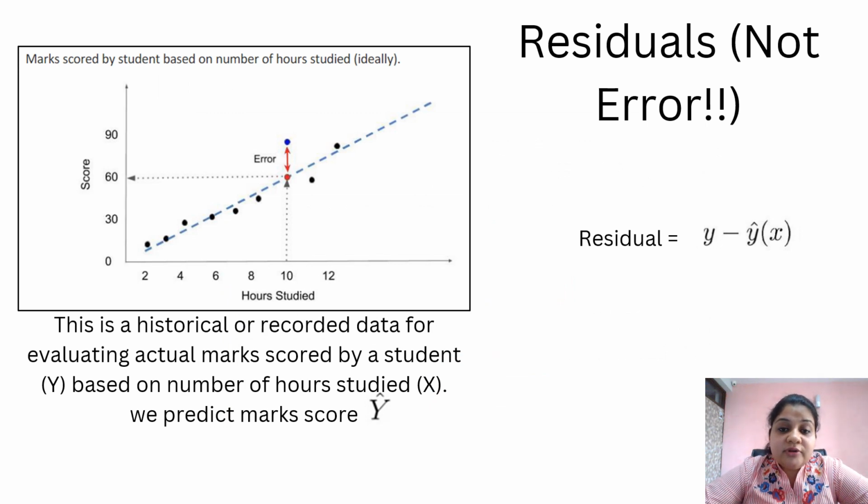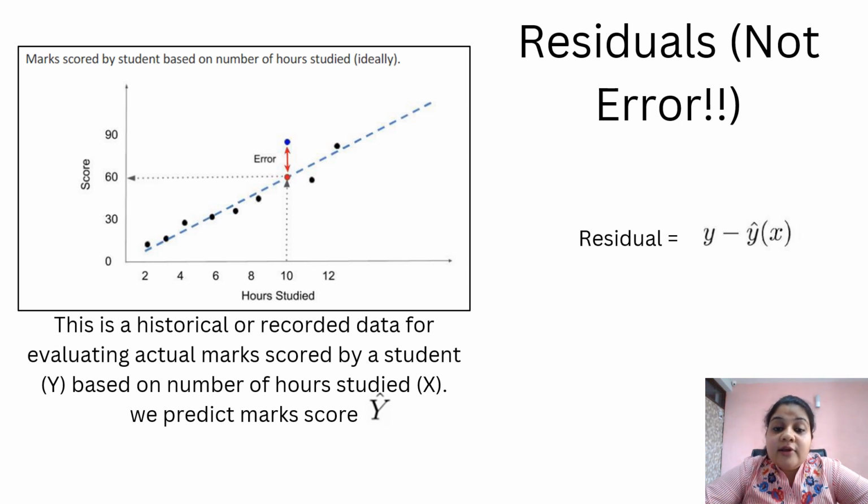To understand the difference between residual and error, we take an example of marks obtained by a student based on the number of hours studied daily. We have plotted this data based on the data recorded last year, let's say 2022. The recorded data is called the historical data set. This red dot represents the marks predicted for a student who studies 10 hours daily, which is 60, and this blue dot represents the actual marks. Let's say the actual marks are 80. If we calculate the difference between the actual marks and the predicted marks based on the historical data set, or the recorded data set, we call it a residual.